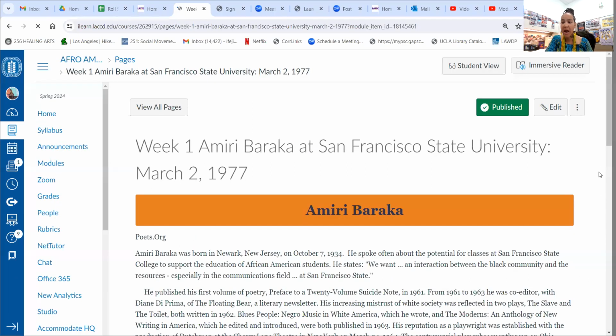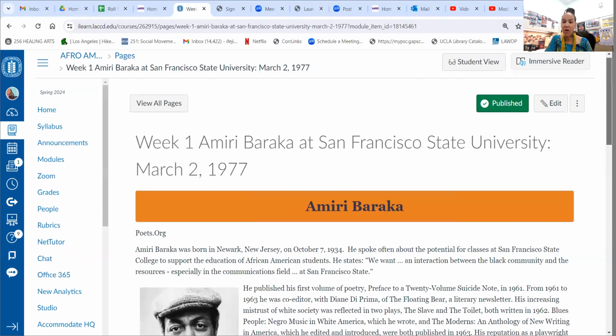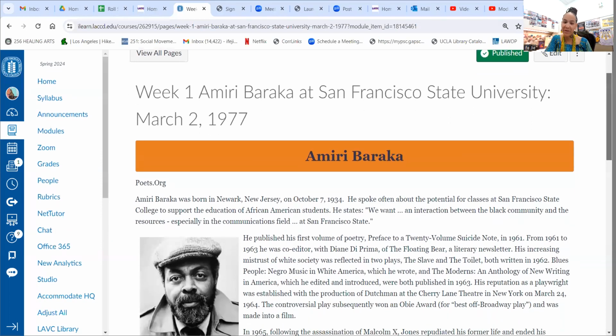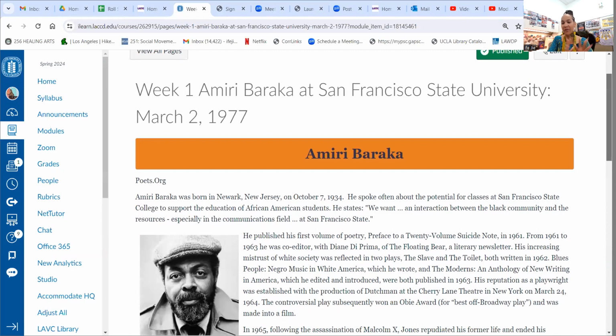And then I introduce you to one of our first writers for our course, okay? And I chose to focus on this brother here. His name is Amiri Baraka. And I chose to focus on Amiri Baraka because he is kind of foundational in the development of Black studies. And so it's really a cool way to introduce Amiri Baraka to you, okay?